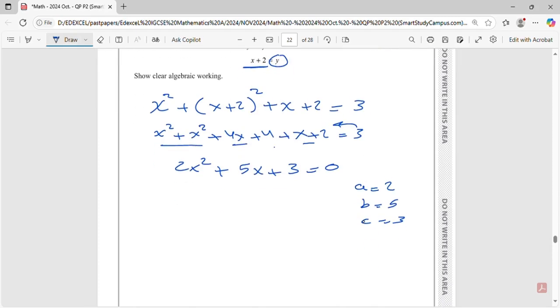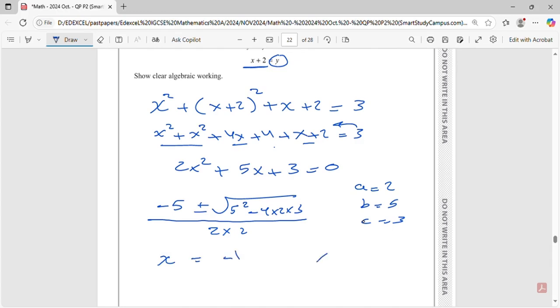I will apply negative b, plus or minus the square root of b squared minus 4ac, divided by 2a. So it will be in this form: negative 5 plus or minus the square root of 5 squared minus 4 multiplied by 2 multiplied by 3, all divided by 2 times 2. I will find that I have two values for x. The first one will be negative 1, and the second one will be negative 3 over 2.